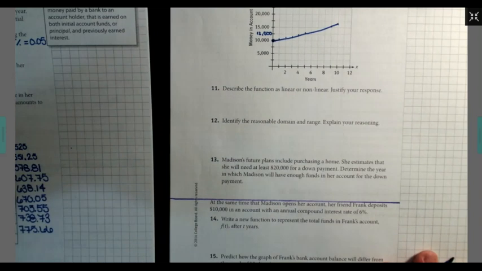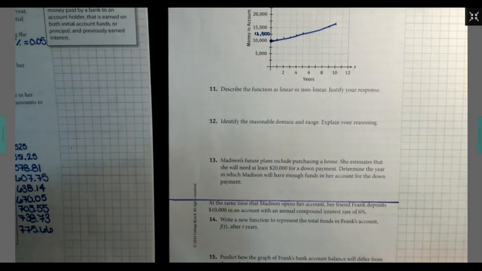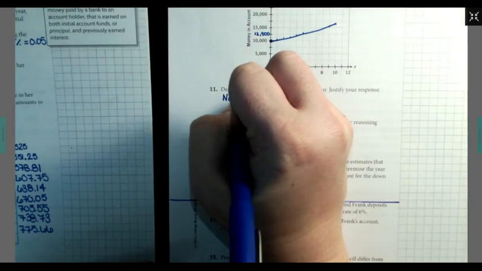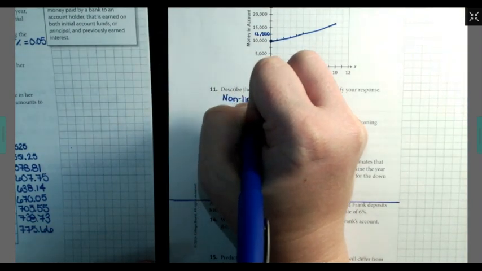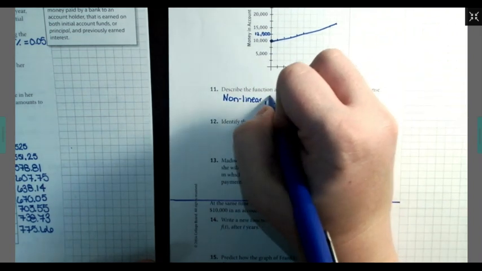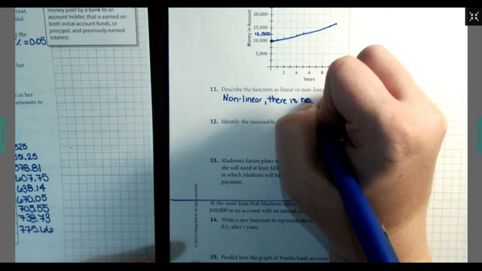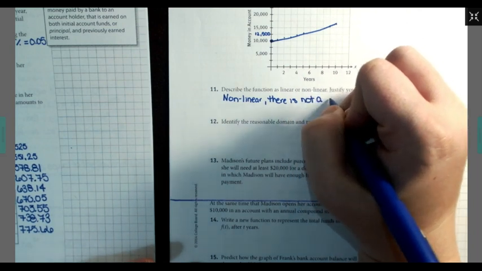Describe the function as linear or nonlinear, and I just kind of talked about this. This is definitely nonlinear. There is not a constant rate of change.